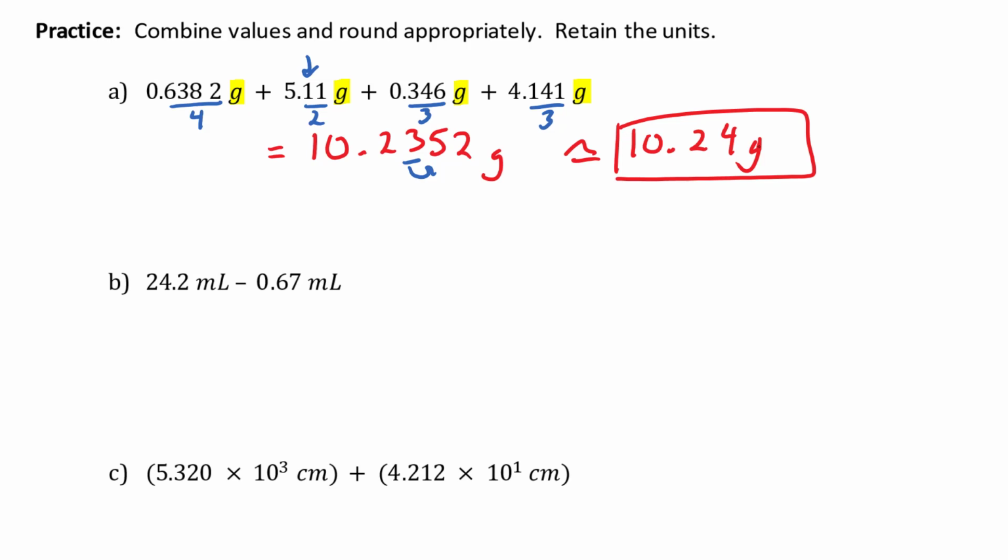Next up, 24.2 mils minus 0.67 mils. Again, you can see same unit, so therefore I can add or subtract them. In this case, subtracting them. Subtract them now, I get 23.53 milliliters. This has 1 decimal place, this has 2. Which one has fewer? Well, 1 is fewer. I'm going to round this off to 1 decimal place. This becomes 23.5 milliliters.